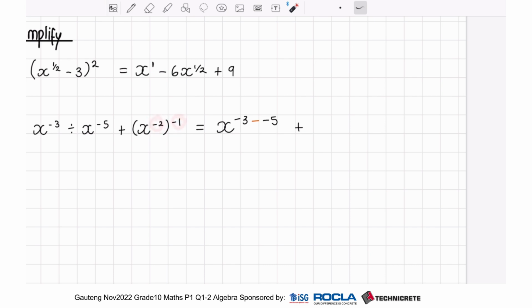the negative 1, which is positive 2, and so I'm left with x squared. Then I can simplify the first one, so I'm going to have minus 3 minus minus 5, that minus minus becomes positive, so I've got minus 3 plus 5, which is a positive 2. And this one stays the same, and now I've got like terms, so I can add them, and I'm going to have 2x squared.